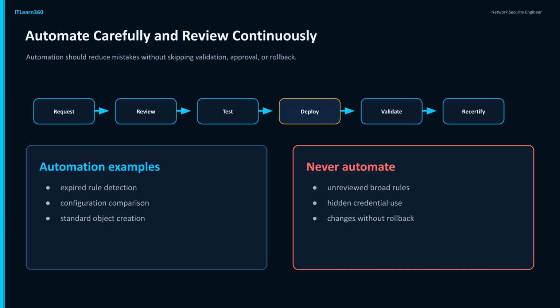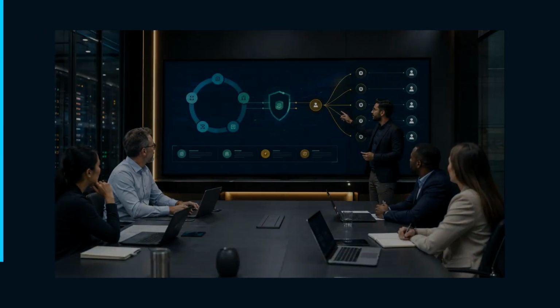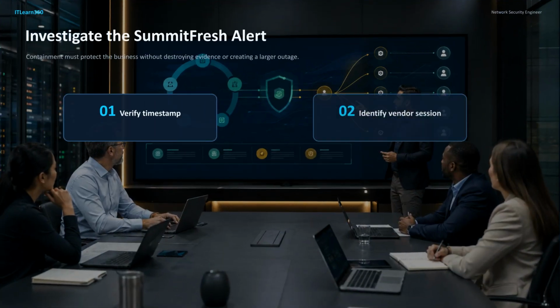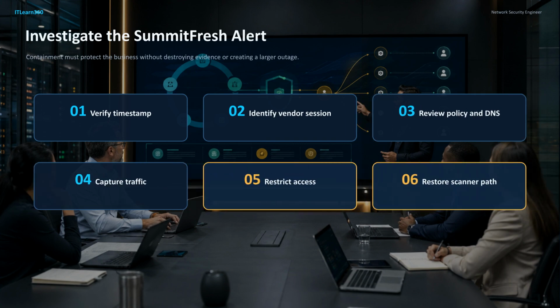With the architecture, access model, telemetry, and automation practices in place, we can now return to the original alert and walk through the investigation as a network security engineer. The Summit Fresh investigation begins by verifying the timestamp and identifying the vendor session associated with the unusual controller traffic. Next, review the active policy, authentication evidence, DNS activity, and the network path.